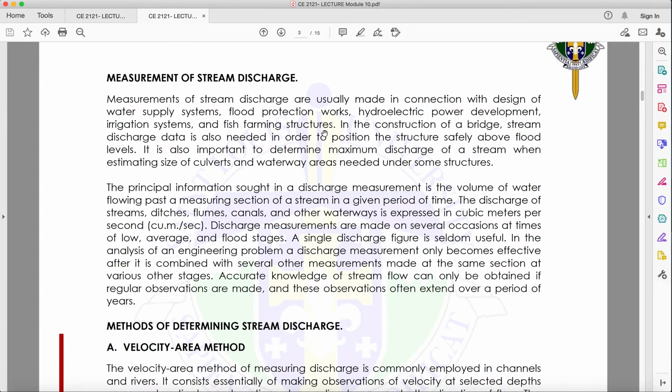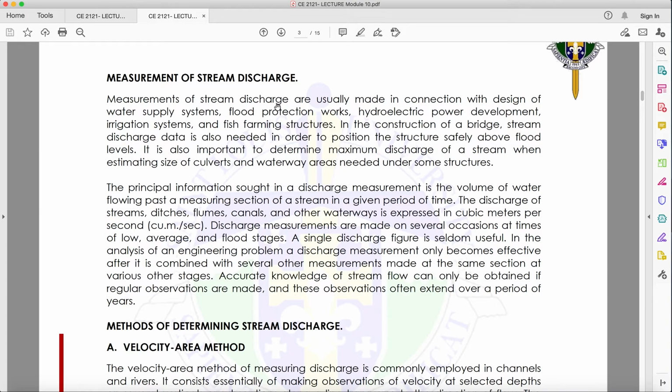So we need to consider that. Another thing we need to consider is in constructing a bridge, the stream discharge, because we need to know that it is above the maximum level of discharge, so as to avoid the bridge being submerged in water when the water level rises in our river or in the path of the water. That's why it is important for us to determine the stream discharge.